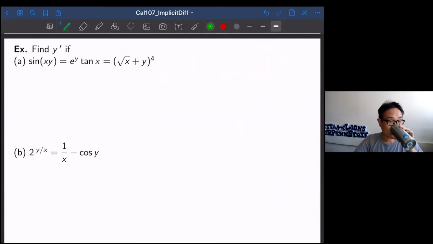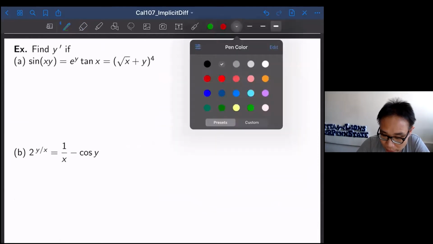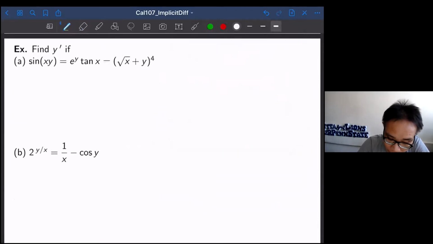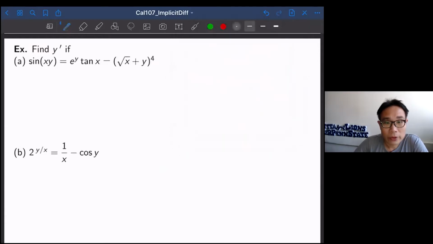The next one, we would want to find the derivative of this. Okay, I made a mistake here. This one should be the minus sign. Sorry. Let me erase this one. So this one should be the minus sign. So you have sine xy equal to e to the y tan x minus x square root of x plus y to the fourth, and you would want to find the derivative of this function. So you're basically going to differentiate 3 terms, okay?